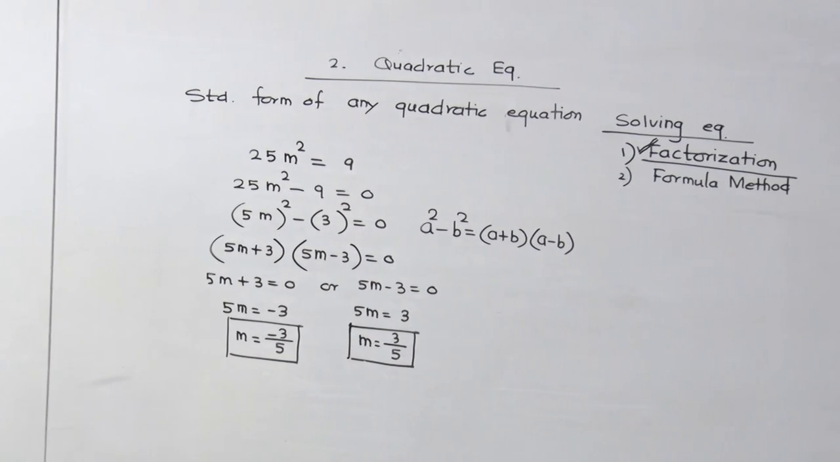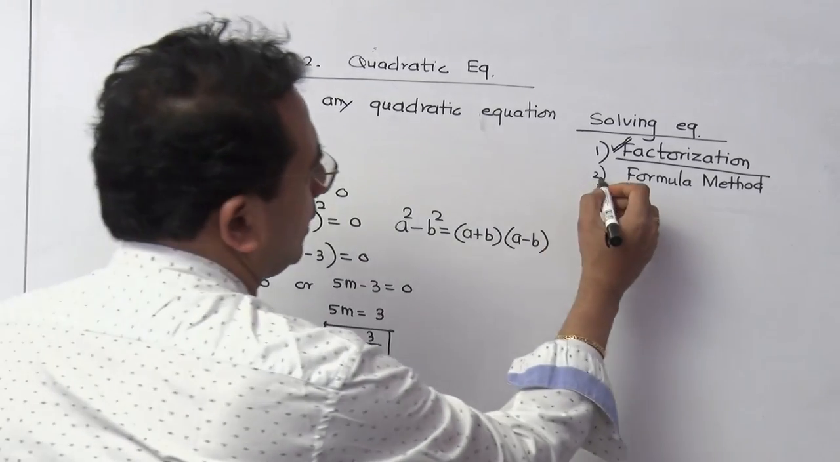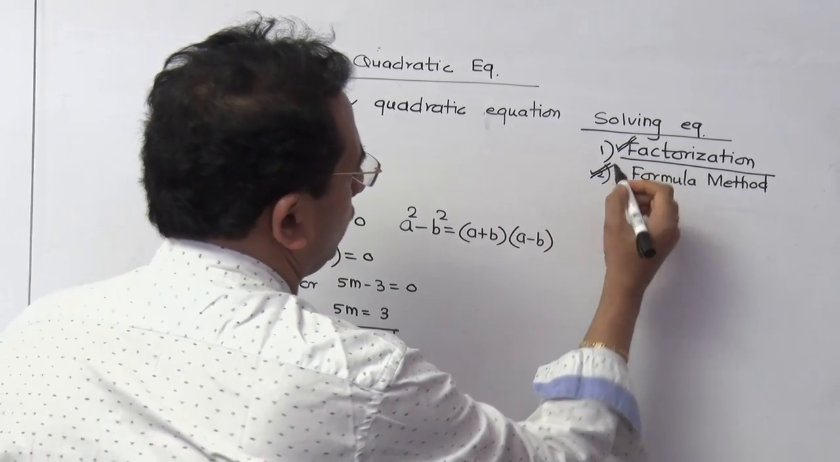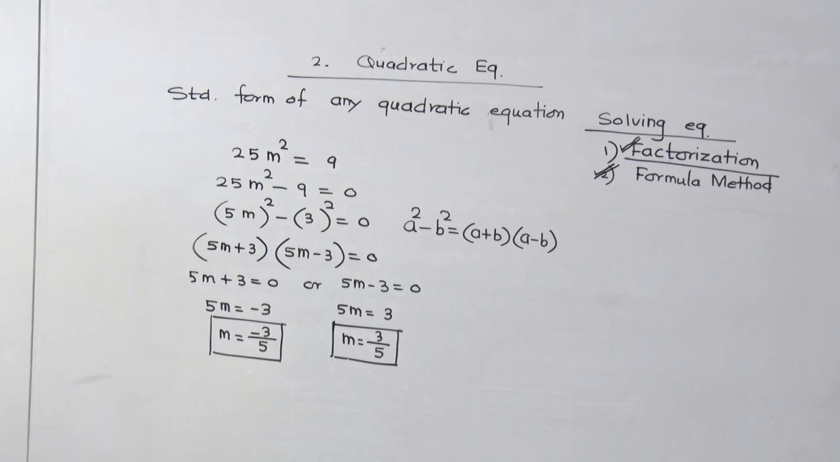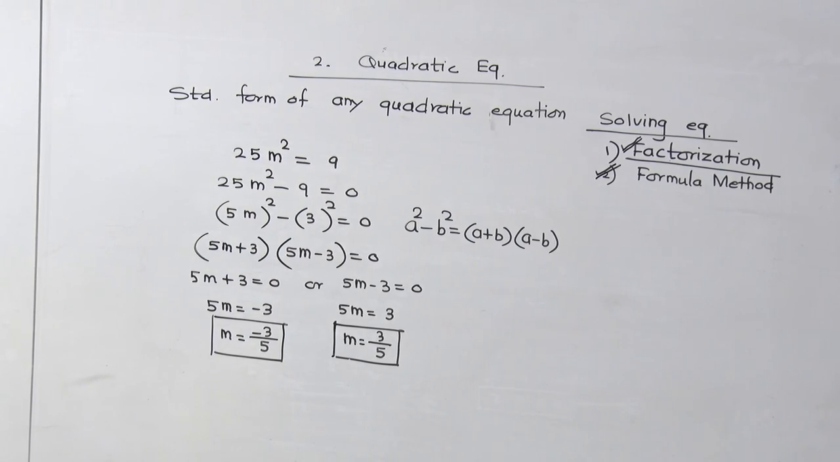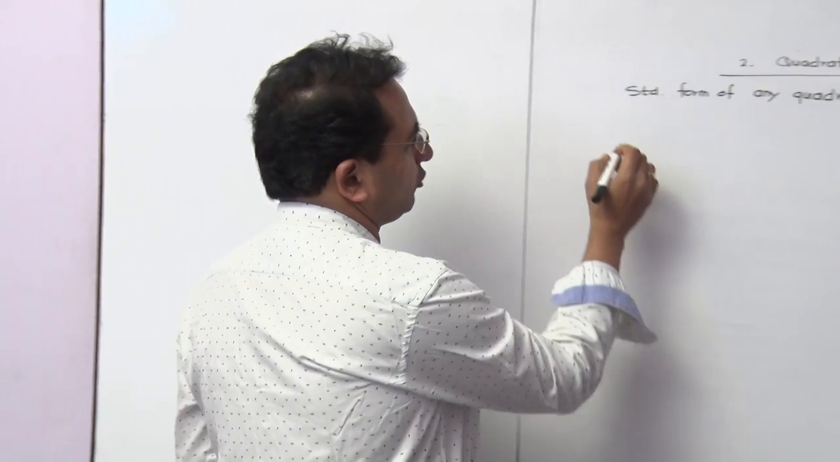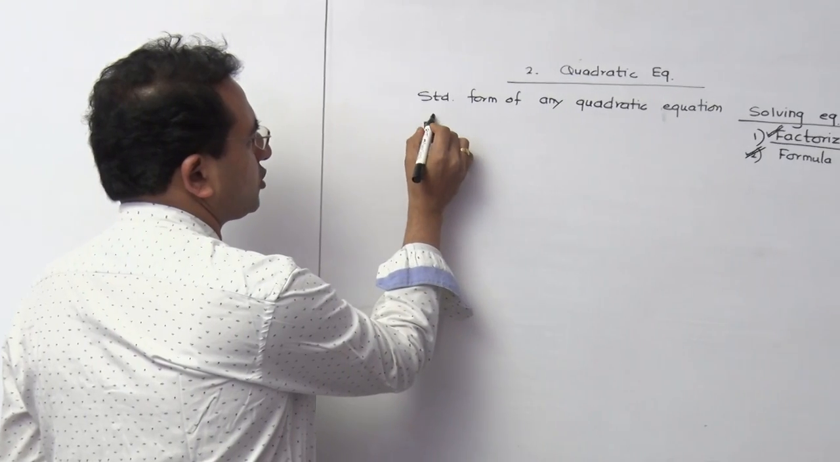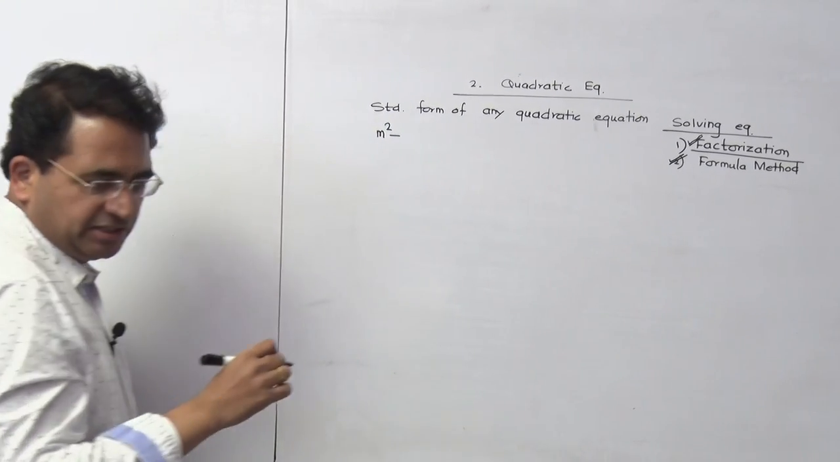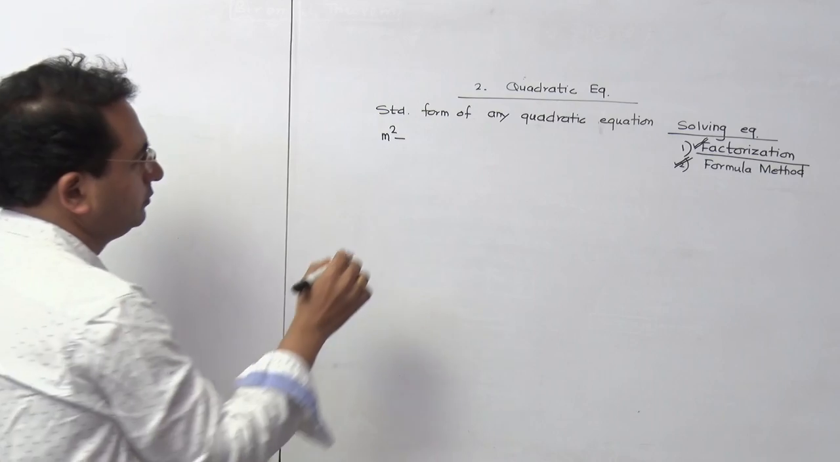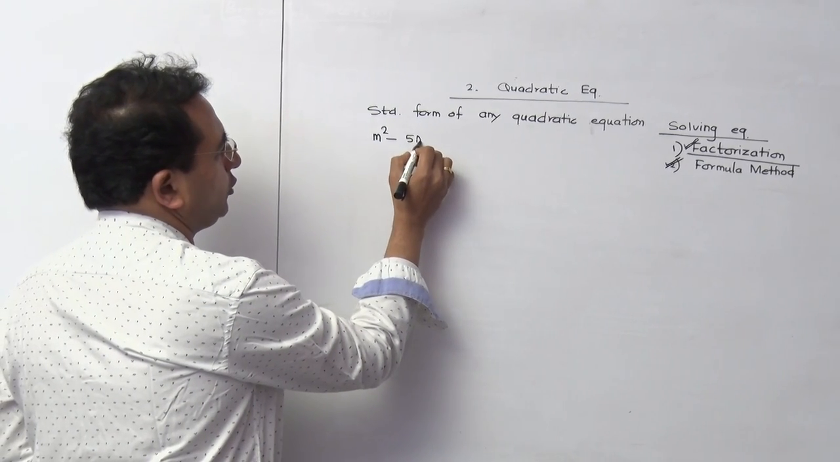Now we'll go for the next method, that is solving the equation by using formula. Okay? Let us write down the equation here, which we have to solve. m square minus 5m is equal to minus 3.